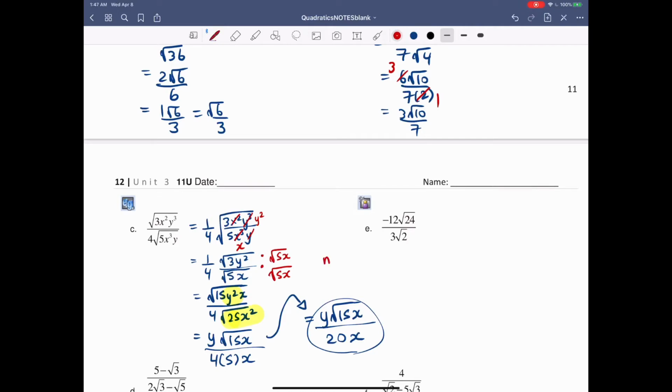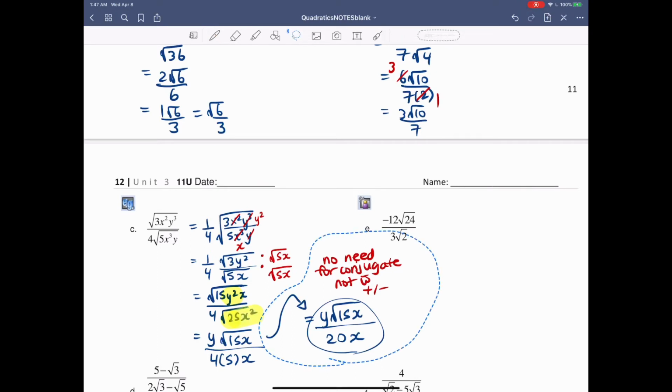And remember, there's no need for conjugate. Why is that? Well, I was dealing with a monomial, and I wasn't dealing with a binomial. So I'm good there. Okay, question E.